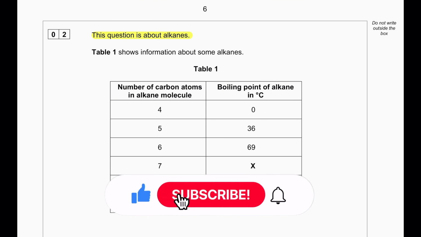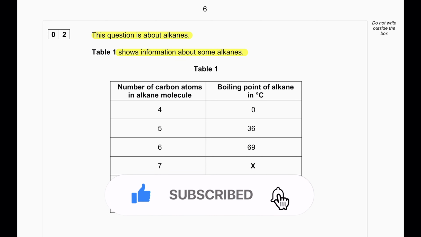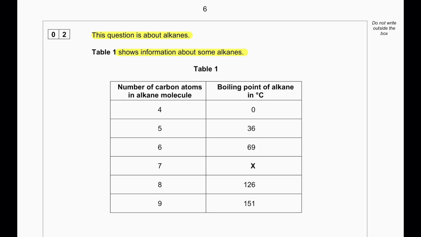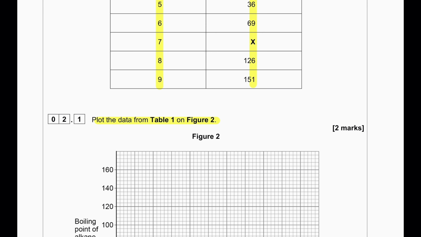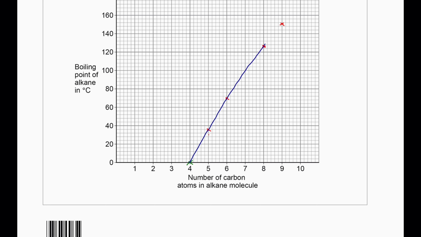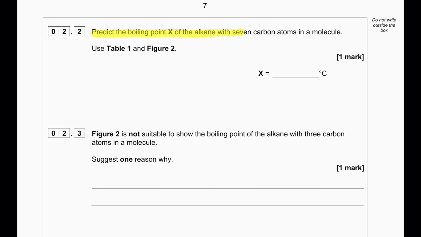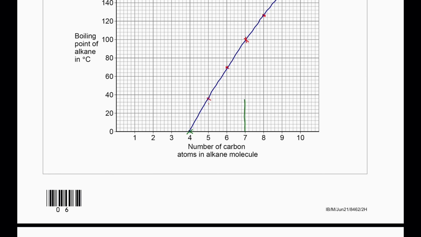This question is about alkanes. Table 1 shows the information about some alkanes. We can see the number of carbon atoms in an alkane molecule and the boiling point of the alkane increases accordingly. Plot the data in Table 1 on Figure 2. Predict the boiling point of X, the alkane with 7 carbon atoms in a molecule. To do this particular answer, we'll have to extrapolate.